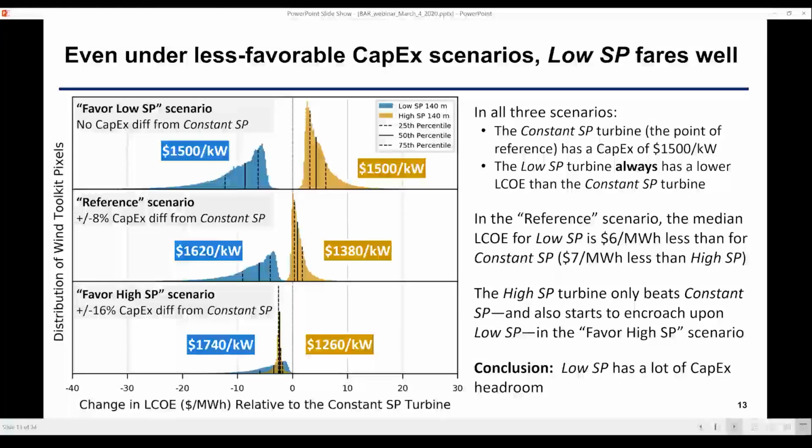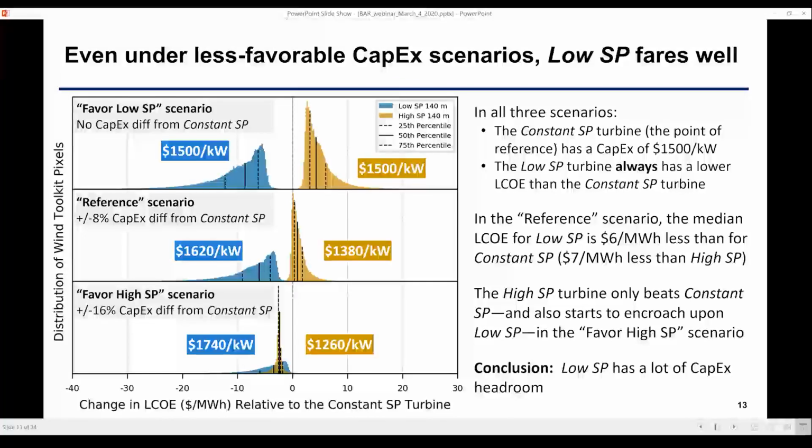And so what we're showing here, obviously, is the results from our 3 different Capex scenarios. On the top, you have the favor low SP scenario, which is the same data that we were looking at on the prior slide, but we're focused on just the differences in LCOE for each specific site relative to the constant SP turbine. So you can see that, for example, in the favor low SP scenario, your high SP technology is somewhat more expensive than the constant, which would be the 0 value, and then the low SP technology is relatively cheaper as compared to the constant. Obviously, it also comes in cheaper than the high SP turbine technology.